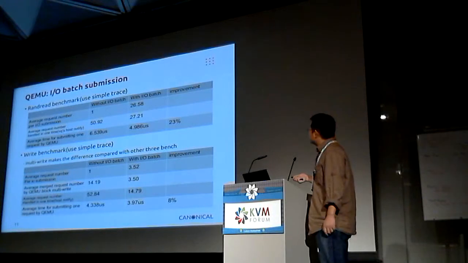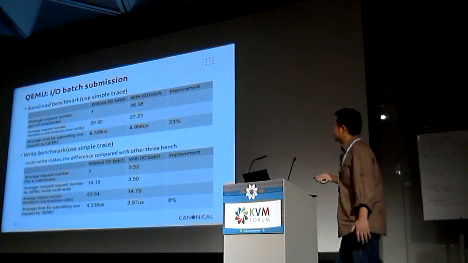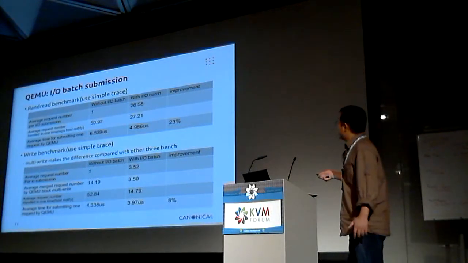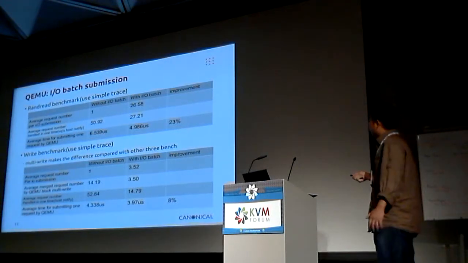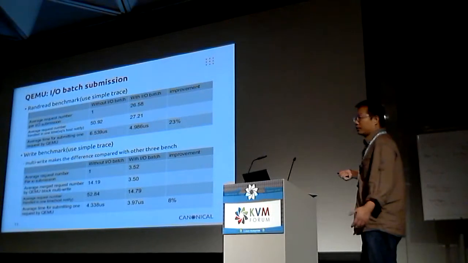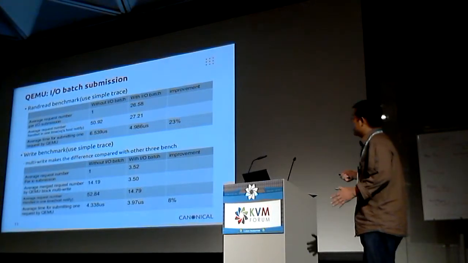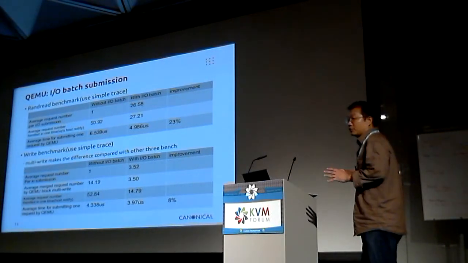The first row is the average request number per I/O submission. Once I/O batch is enabled, we can see more than 26 requests can be submitted in one I/O submit system call.